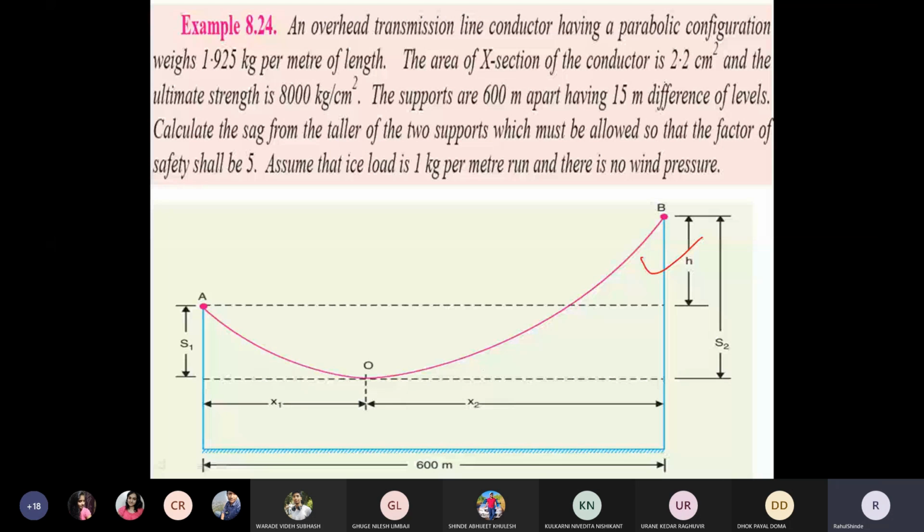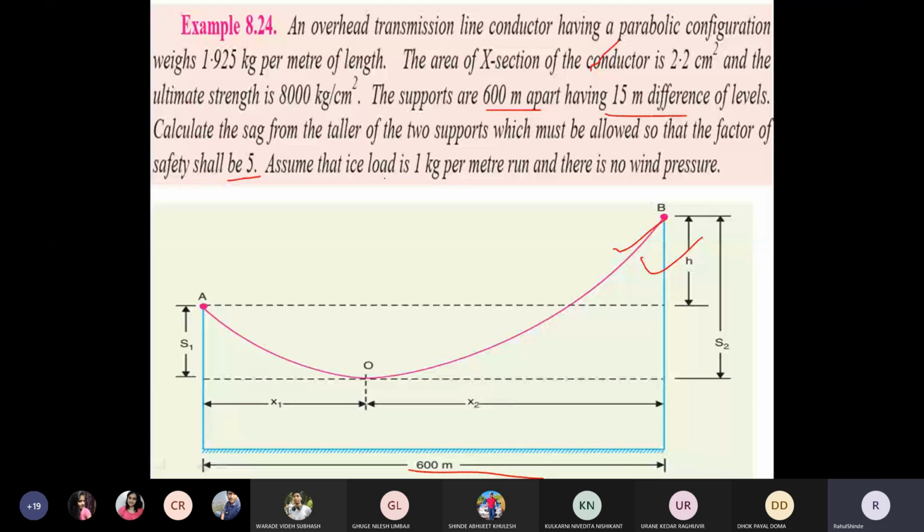The line supports are 600 meters apart and have a 50-meter difference between the levels. So with the 50-meter difference between them, the span between these two line supports is 600 meters. Again, parabolic configuration is assumed, and the weight of 1.9254 kg per meter of length is given. The cross-sectional area of the conductor is also given. Ultimate strength is given, and the factor of safety is given as 5.